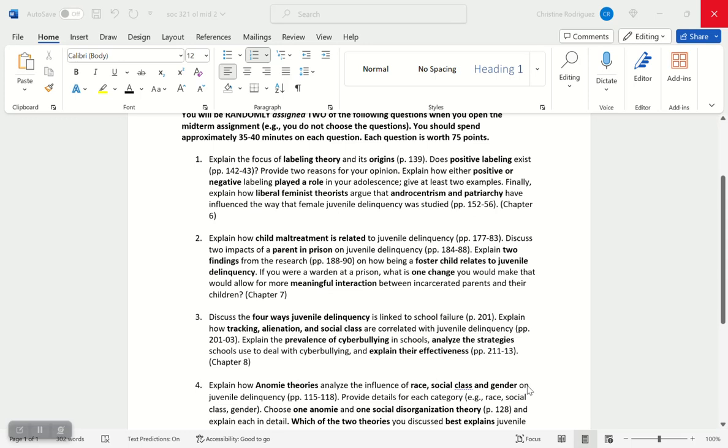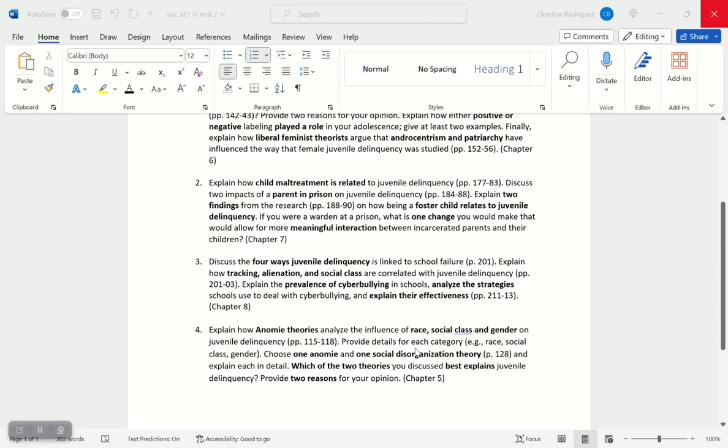Finally, explain how liberal feminist theorists argue that androcentrism and patriarchy have influenced the way that juvenile delinquency was studied. There's lots of good information there about the way that juvenile delinquency has been studied for a very long time, with this focus on males, as well as how society is set up in a very patriarchal manner. So as you read through that section, make sure you're also thinking about juvenile delinquency because of those 2 concepts.